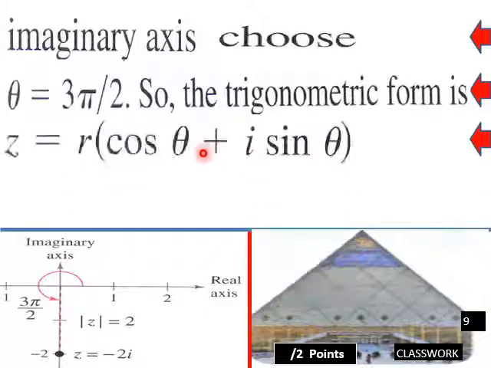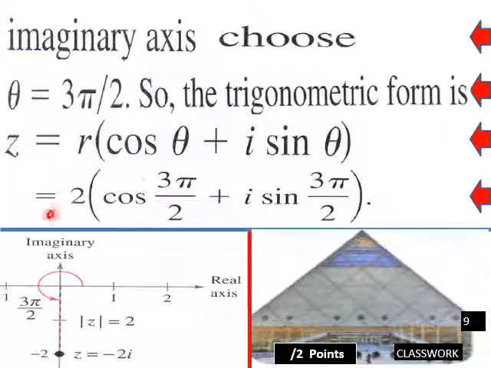So the trigonometric form is z equals r times cosine theta plus i sine theta, and that is 2 times cosine 3 pi over 2 plus i sine 3 pi over 2.